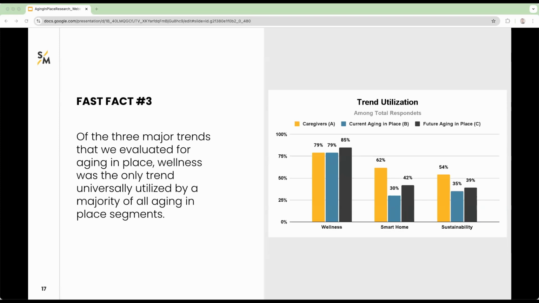Now, that difference was particularly significant when we looked at both current and future aging in place persons compared to caregivers. And that indicates, at least to us, that caregivers may play a much bigger role in the adoption of both smart home technology and sustainability compared to those who are actually doing the aging in place themselves.